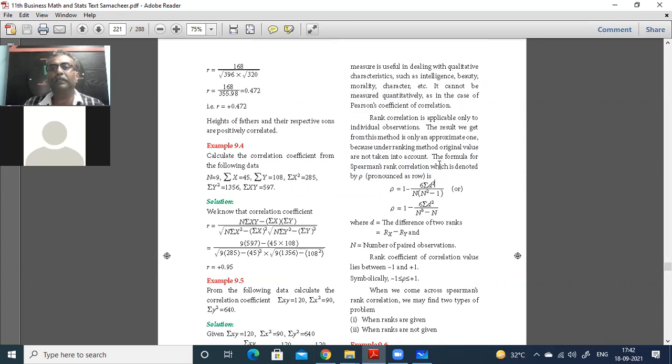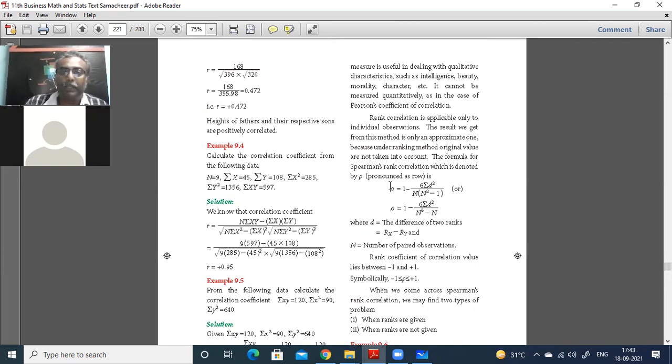One set of girls with another set of girls in a beauty contest, like that. Or how one judge's rankings correlate with another judge's rankings for the same set of girls. Like that you can find which are the two judges who have very similar judgment or similar taste in beauty. You can use Spearman's rank coefficient.